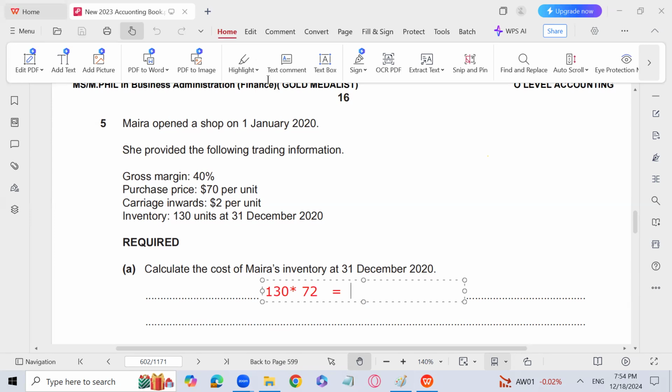And the cost for each unit is not 70, it is 72, because you have to pay carriage to bring the same goods in, which has also been incurred on the closing inventory, the leftover inventory at the end of the year. So what is the amount? 130 into 72 is 9,360. So closing inventory is going to be 9,360. Okay. Now let's move on.